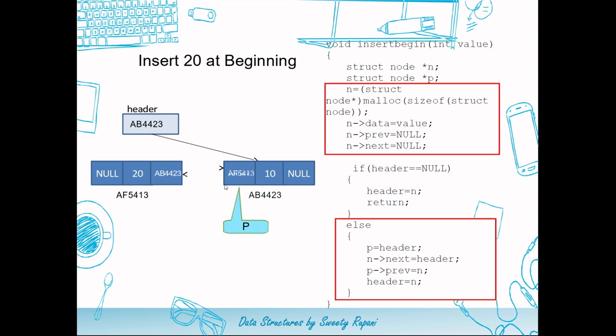So that's what we are going to do. We are going to update this, followed by which we will make a header to point to a newly created node. So header's address would be updated to point to a newly created node. So this is how we insert node at the beginning.